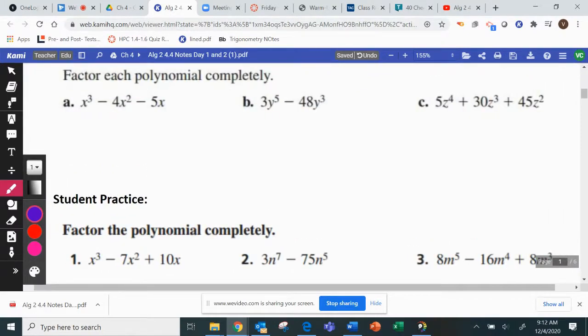Factor each polynomial completely. The direction said something about a greatest common factor, but the direction shouldn't need to say it. We should always just look for greatest common factor. You notice there is an x that is common in all three of these terms. So I'm going to factor out that x. After I take out that x, I have x squared minus 4x minus 5. This says to factor completely. So after I take out the x, I look and see what's left. I have a trinomial. I started with a trinomial. I still have a trinomial, 3 terms.